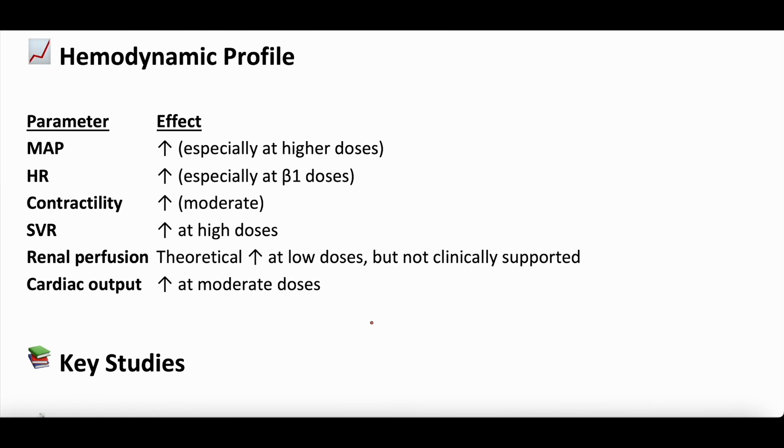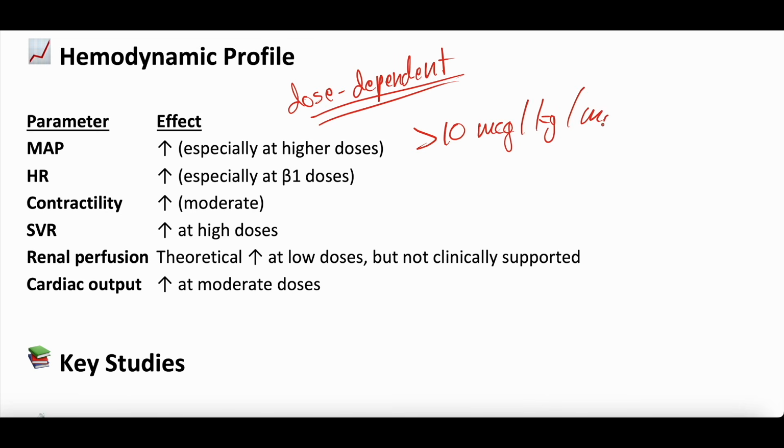Hemodynamic profile. What are the actual hemodynamic effects of dopamine? Remember, this is dose dependent. That's the whole story here with dopamine, dose dependent. So at higher doses, greater than 10 micrograms per kilogram per minute, it primarily has alpha-1 effects that increase SVR, systemic vascular resistance, and increase the MAP, the mean arterial pressure. At those medium doses, 2 to 10 micrograms per kilogram per minute, it primarily has beta-1 effects, which are going to increase heart rate and increase contractility.